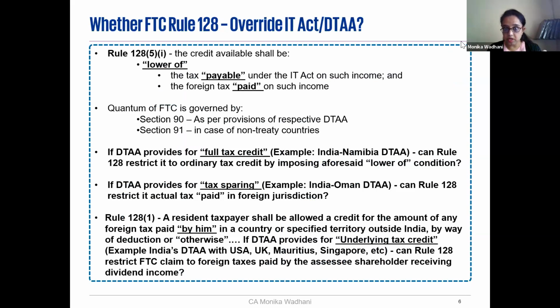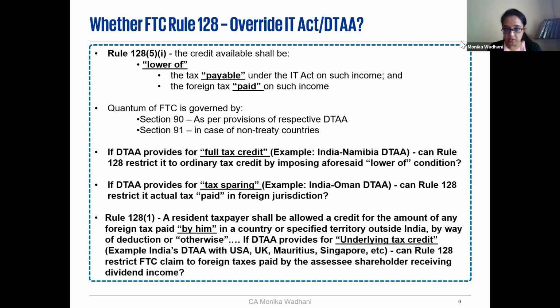Whether payable can be related to the term chargeable under the IT Act, or whether payable can be read as actual payment of tax under the IT Act, which is akin to subject to tax. So again, the word payable is not defined for the purpose of this rule. Secondly, it compares the word payable under the IT Act with foreign tax paid on such income. So what happens in case of tax sparing, where you have not actually paid those taxes in the foreign jurisdiction, is again not considered under Rule 128.5 Subrule 1.